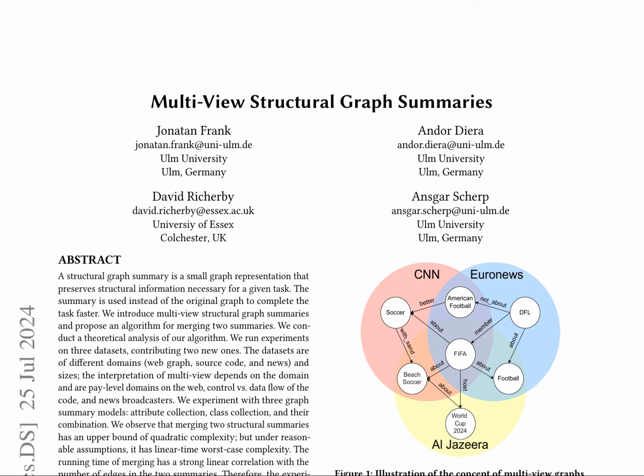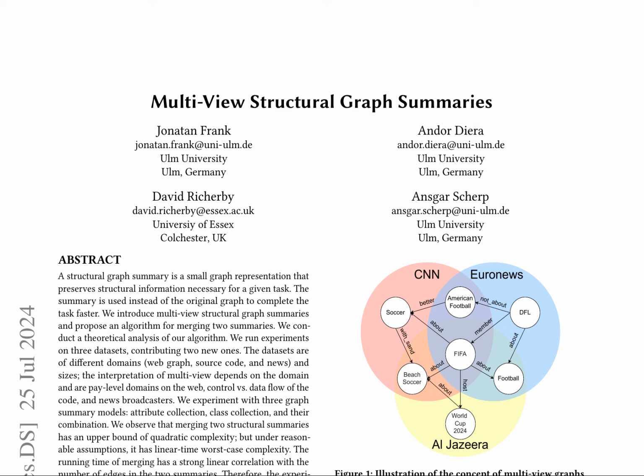The authors illustrate this concept using an example from the news domain, where 3 news outlets report on a football event, resulting in 3 different graphs. The respective summaries of these graphs are then merged to create a smaller representation with less redundancy.